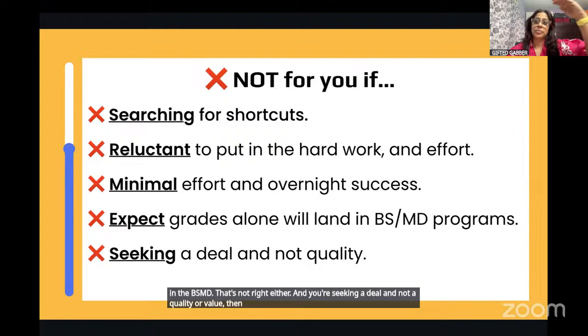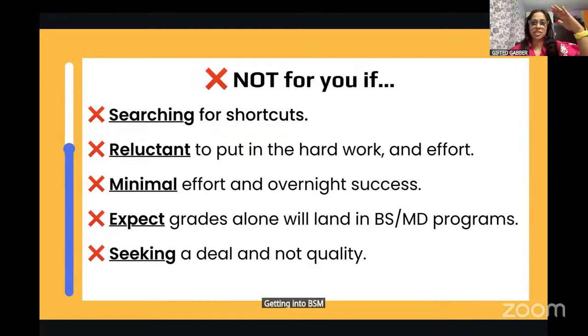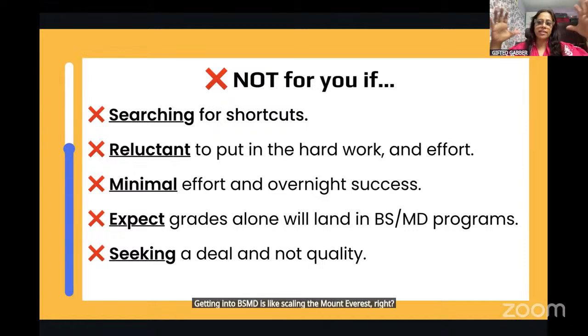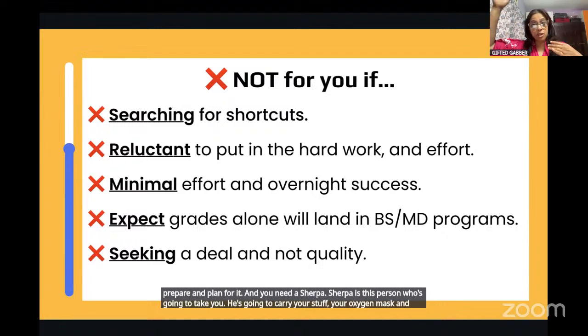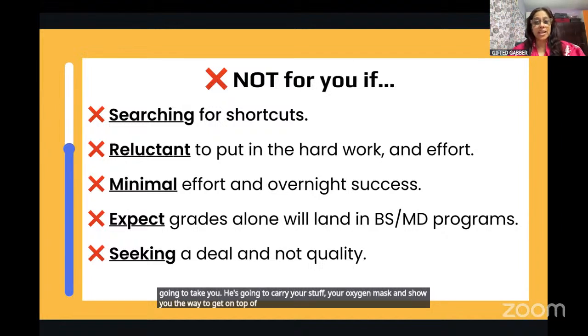Getting into BSMD is like scaling Mount Everest, right? You've got to prepare and plan for it, and you need a Sherpa. A Sherpa is this person who's going to carry your stuff, your oxygen mask, and show you the way to get on top of the pinnacle. And that's what we are. We are the Sherpa, and your child is trying to scale Mount Everest. That's how we see it.